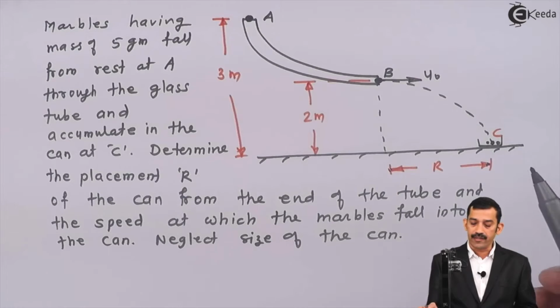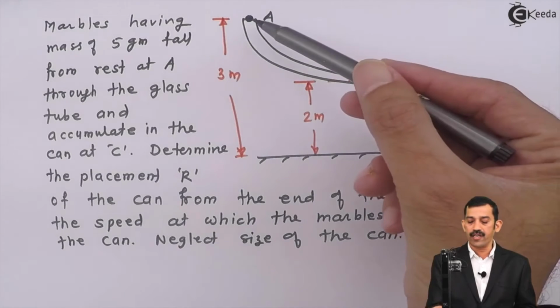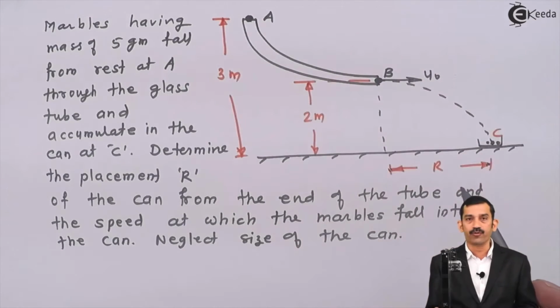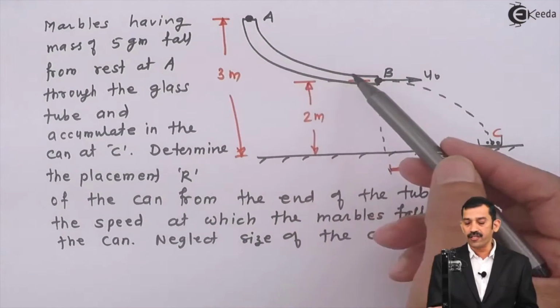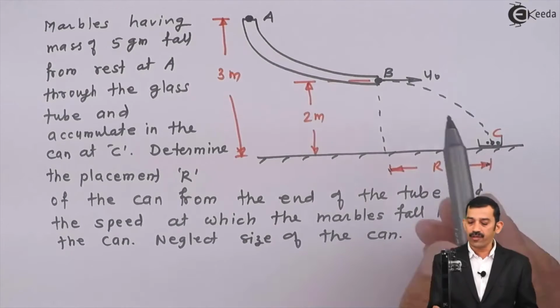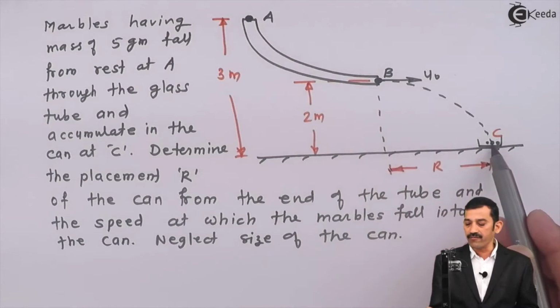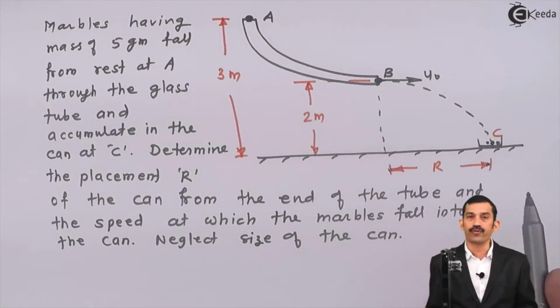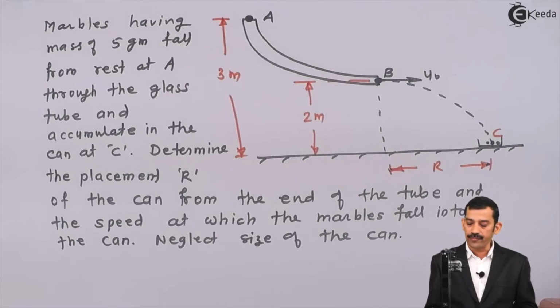Now in this case, the motion is from A to B, the first part of motion, but this is a restricted motion, and the second part of motion is B to C, where this motion is freely under gravity. Therefore, motion from B to C is projectile motion and motion from A to B is not projectile motion. Now I will analyze this motion.